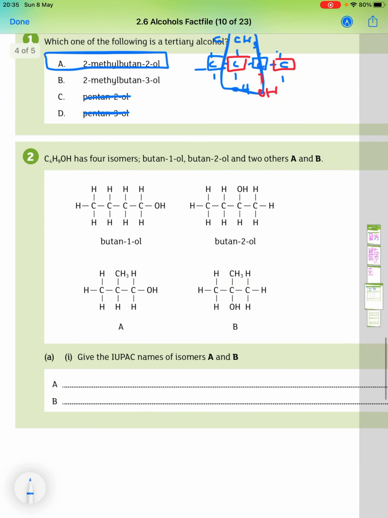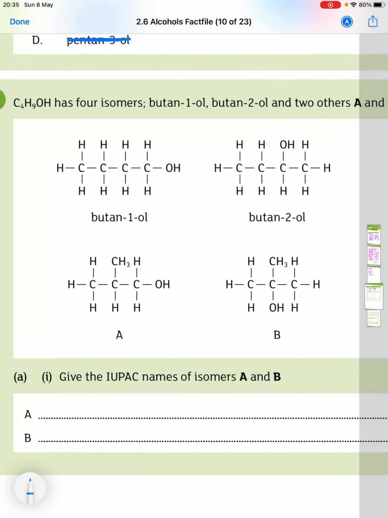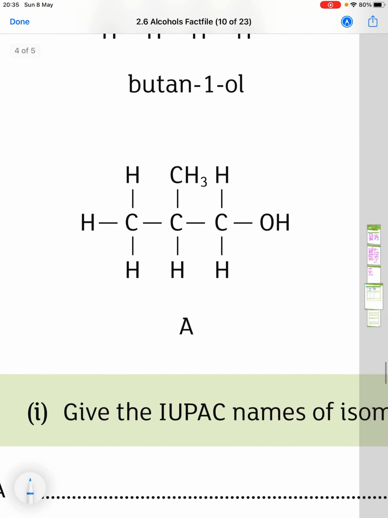Okay, question 2. C4H9OH has 4 isomers, butan-1-ol, butan-2-ol and 2 others, A and B. Give the IUPAC names of isomers A and B. So let's look at A to begin with. When we look at A, we've got 1, 2, 3 carbons. I'm just starting at the end with the hydroxyl group on it just because it's easier. So we've got 1, 2, 3. If I go this way, in a different colour, 1, 2, 3 carbons that way.